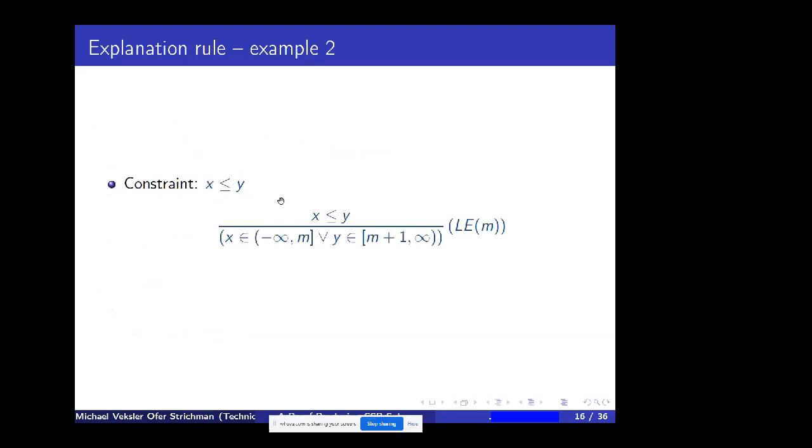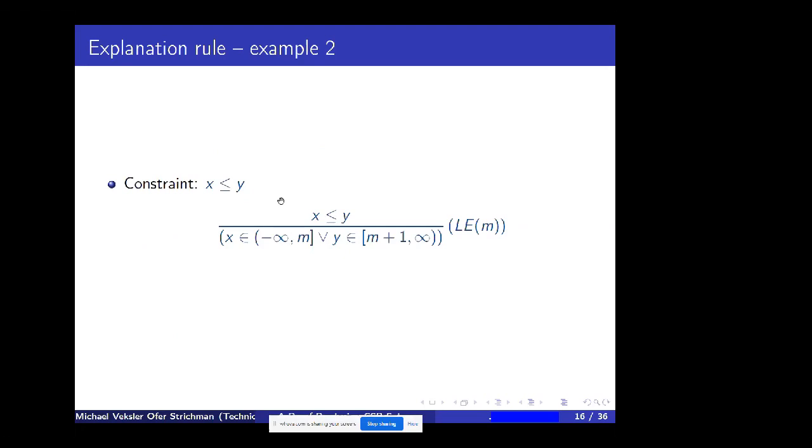Let's look at the second example. Suppose that our constraint is x smaller or equal than y. So let's take a minute to look at this rule. Okay, what does it basically say? Given a constant m, what it says is that x is smaller or equal than m, or y is bigger than m. And this is clearly true if x is smaller or equal than y.